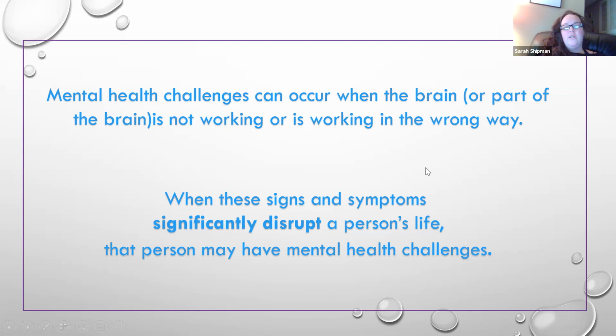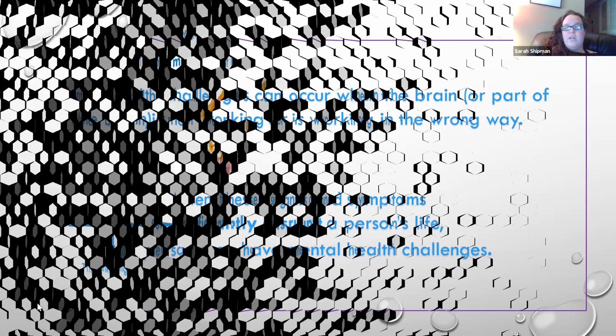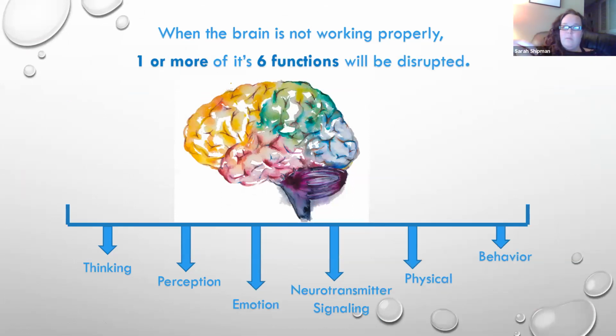Mental health challenges can occur when the brain or part of the brain is not working. When these signs, again, significantly disrupt the life of somebody, that's when we're talking about how it could be on that spectrum part where you might need to come in and see somebody. There are six major functions of the brain. Obviously, there's a lot more than that, but there are six major functions that are impacted with mental health challenges.